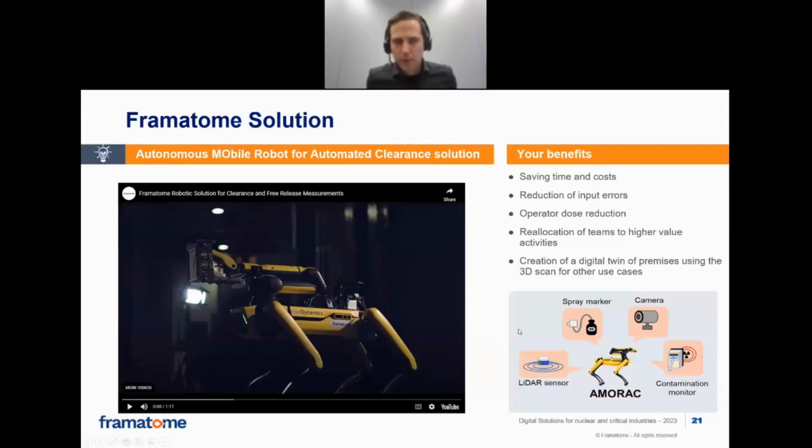Of course, we also addressed the general automation benefits, like saving time and costs, and reduction of errors due to standardization. And as I already mentioned with the LiDAR development, we created a digital twin where we operate, which is also possible to use, of course, for other use cases. Next slide, please.